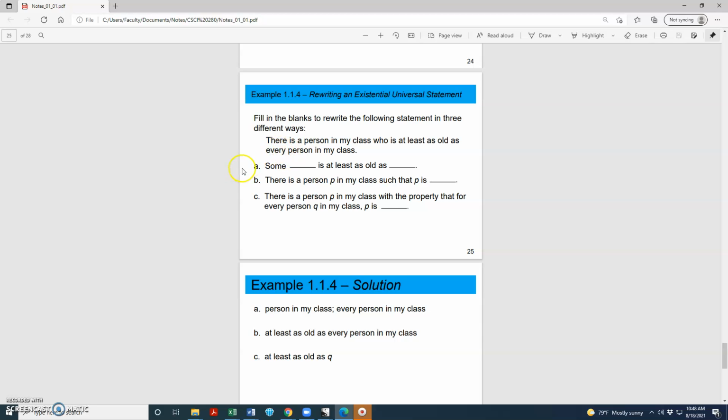So ways we could phrase it: some person in my class is at least as old as every person in my class. There is a person P in my class such that P is at least as old as every person in my class. And there is a person P in my class with the property that for every person Q in my class, P is at least as old as Q. And again, all of those statements are different ways to say the exact same thing.